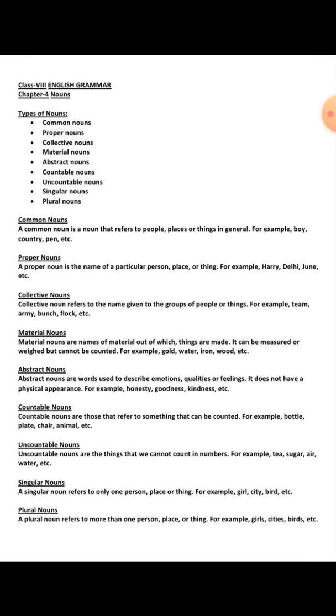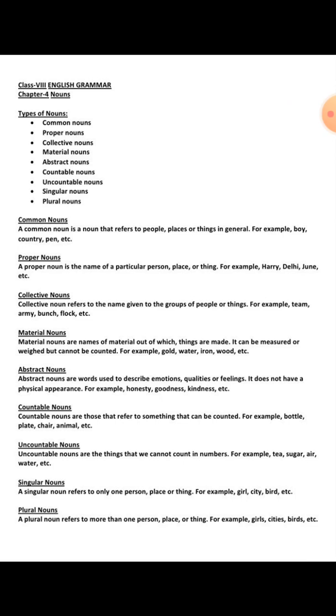A common noun is a noun that refers to people, places, or things in general. Okay, so that means any name given to a person, place, or thing in general is your common noun. For example, boy, country, pen, etc.